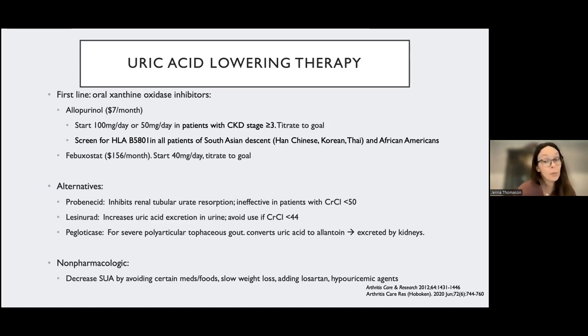Also, rapid weight loss can precipitate flares, but slow weight loss can be very helpful. Also, adding losartan, or exchanging, if appropriate, say, their lisinopril or other medication for losartan can be helpful because losartan is uricosuric. It helps you pee out uric acid.